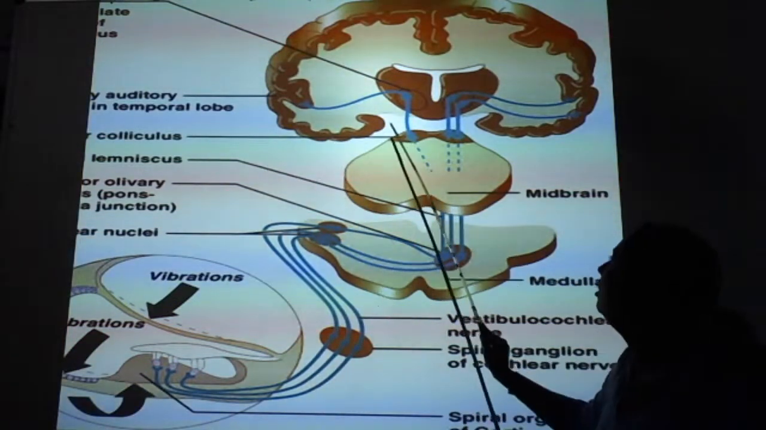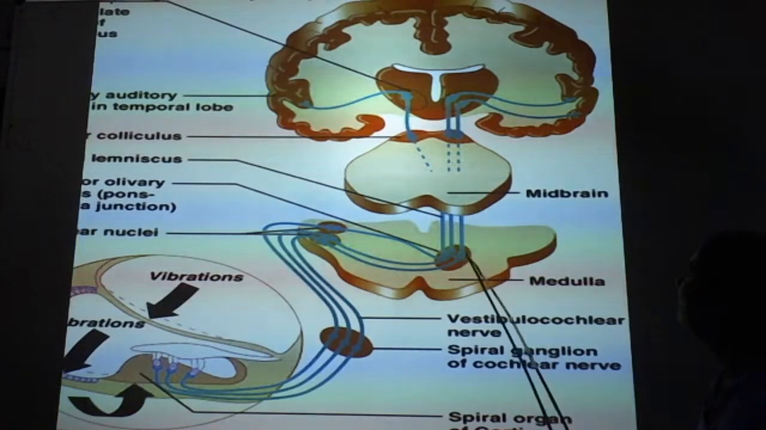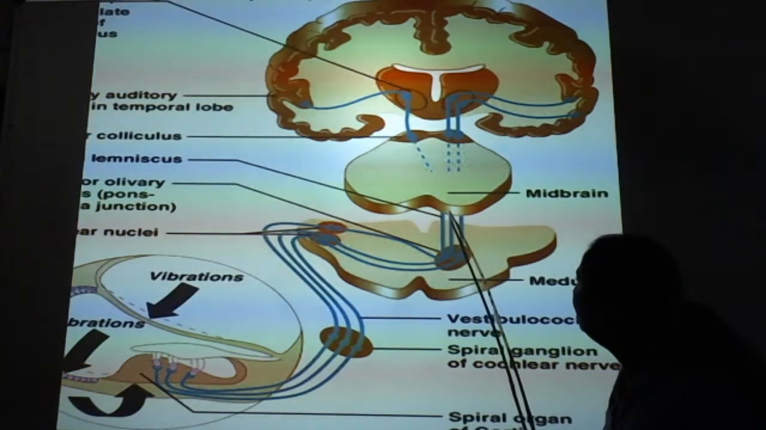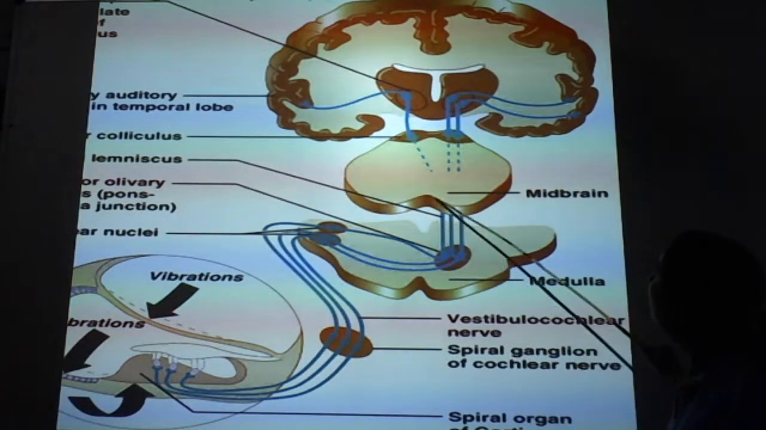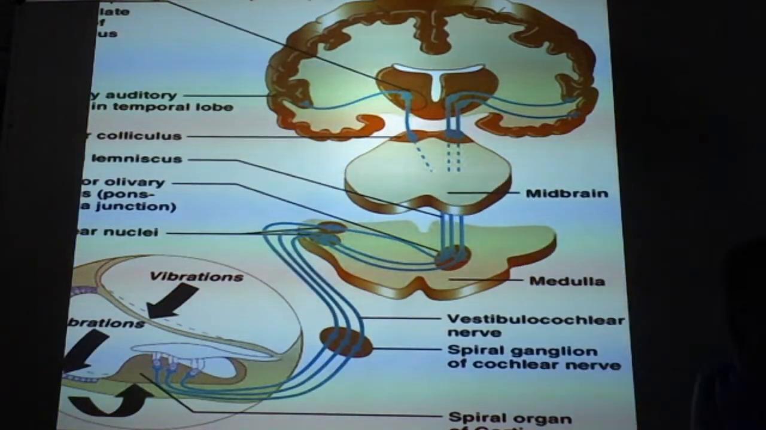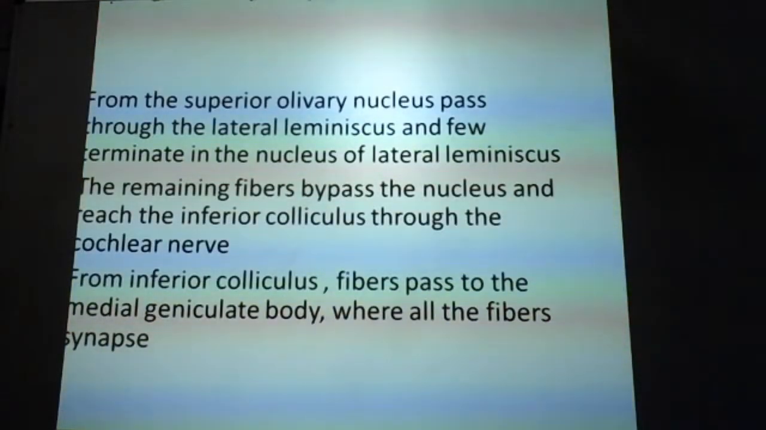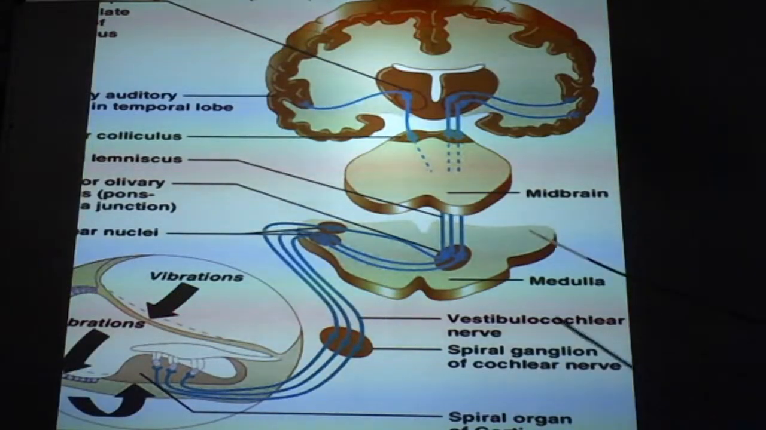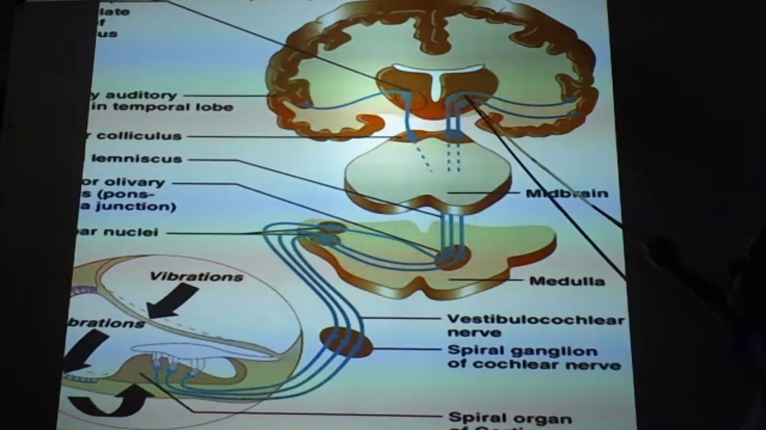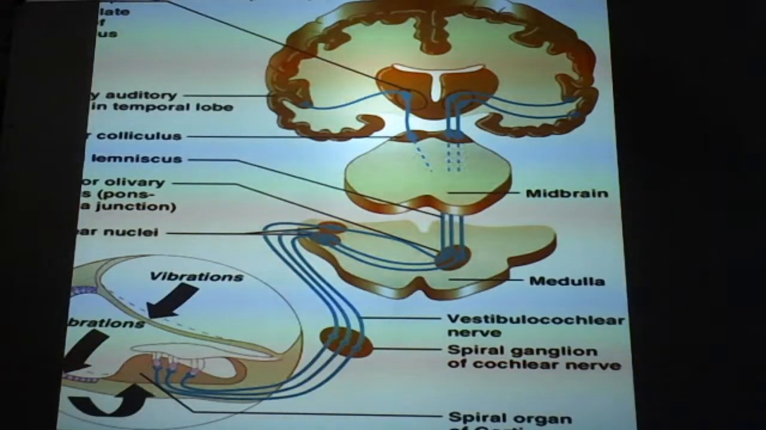This is the inferior colliculus, which they reach through the cochlear nerve. After the lateral lemniscus, a few fibers terminate in the nucleus and most of them go up and reach the inferior colliculus. From the inferior colliculus, fibers pass to the medial geniculate body, where all the fibers synapse. From there, they go to the primary auditory cortex in the temporal lobe.